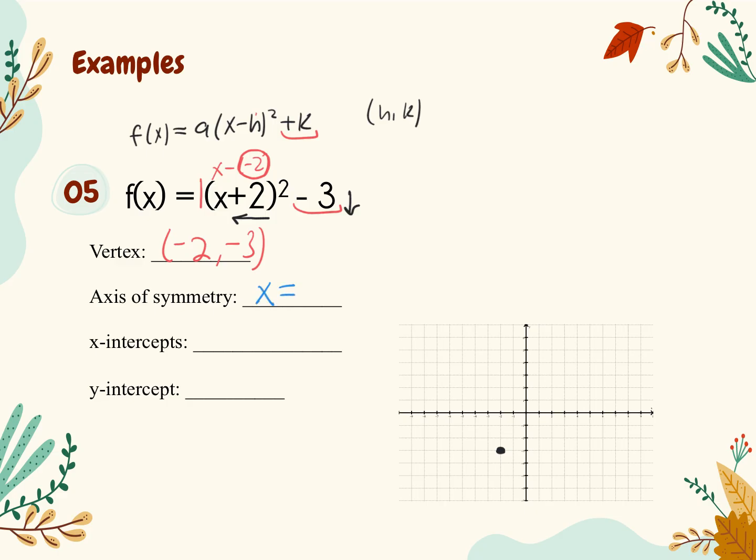Your axis of symmetry, to mathematically find it, if you have your vertex, all you have to do is set x equal to the x coordinate of your vertex. So I get a vertical line at x equals negative 2. All right, so then that is my axis of symmetry.